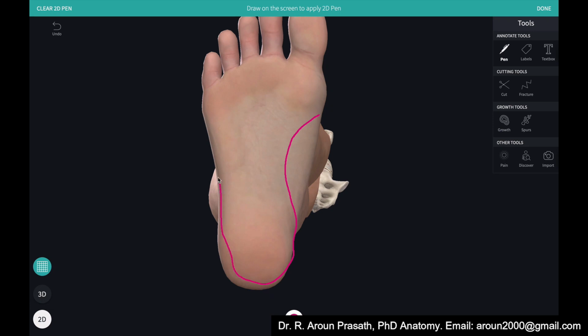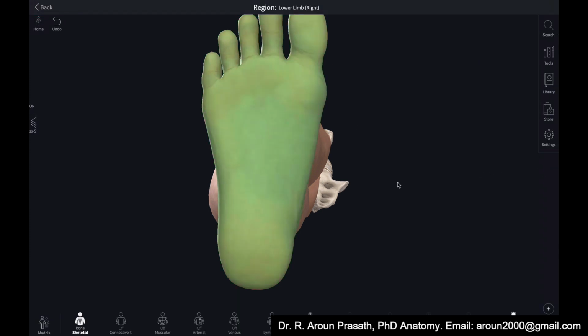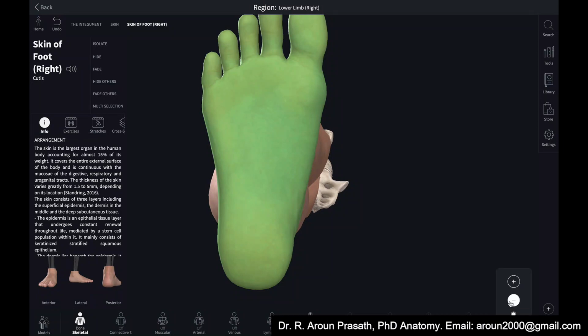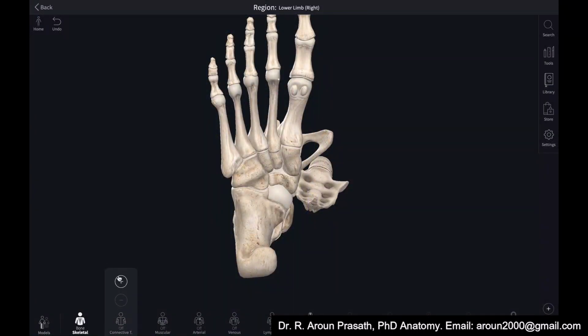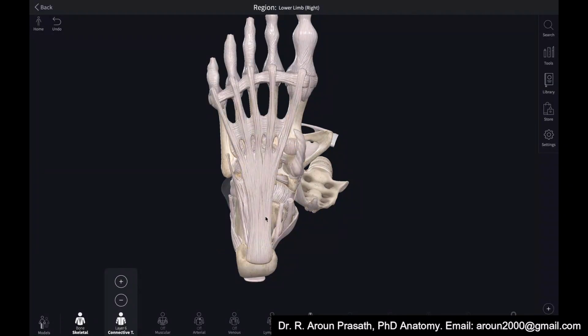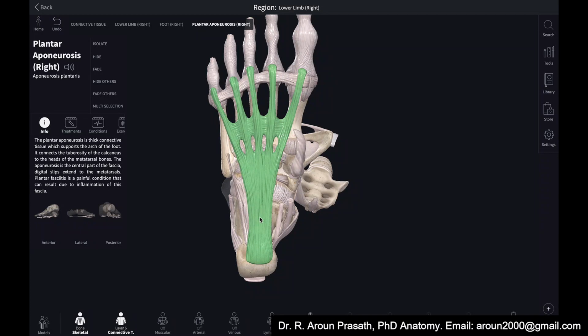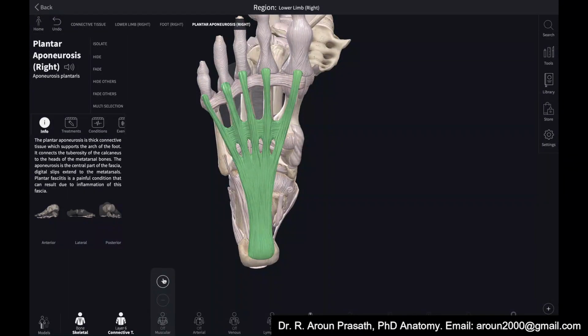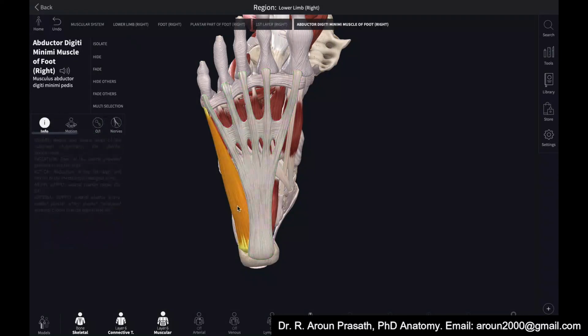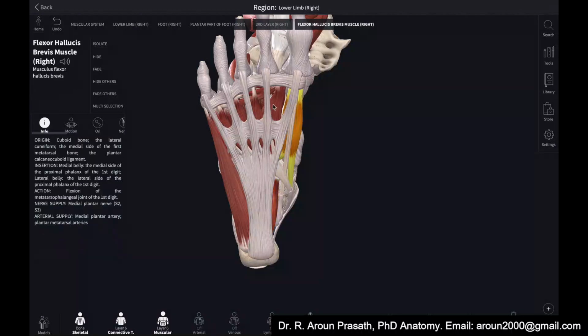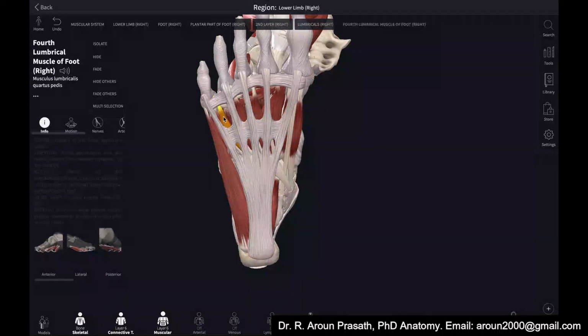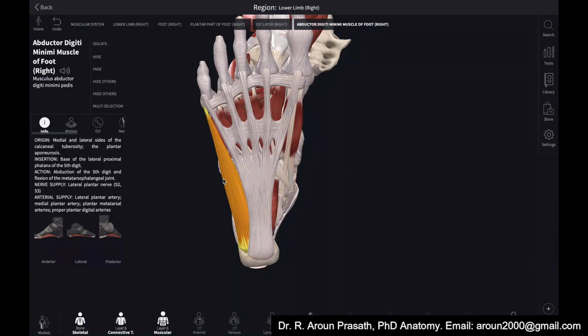This is how the foot is present. This arch is very important in order to transfer the body weight to the ground, so this arch should not be collapsed. The arch is maintained by all these connective tissues. You can see this is the plantar aponeurosis, which you can also call the spring ligament, and these are all the foot muscles. These foot muscles help to maintain the arches of the foot. Muscles we will discuss separately.